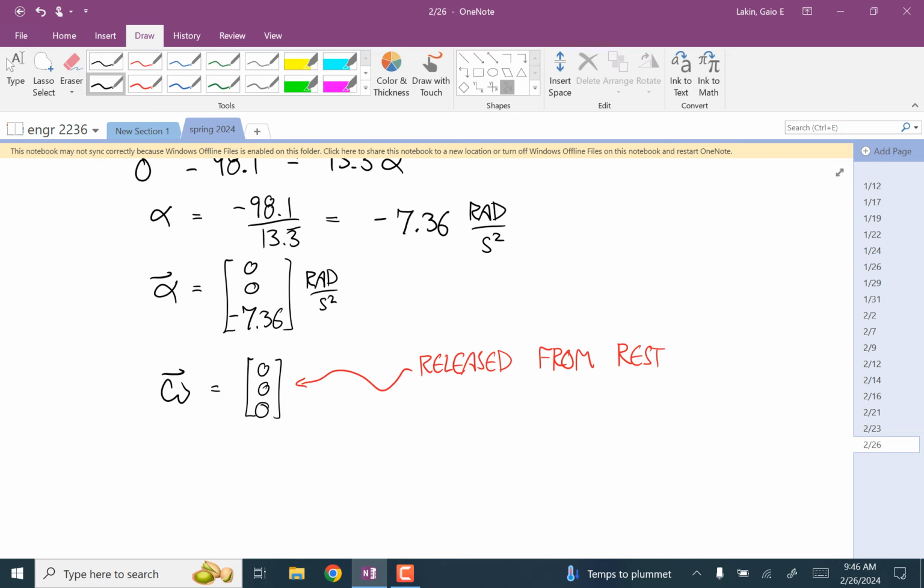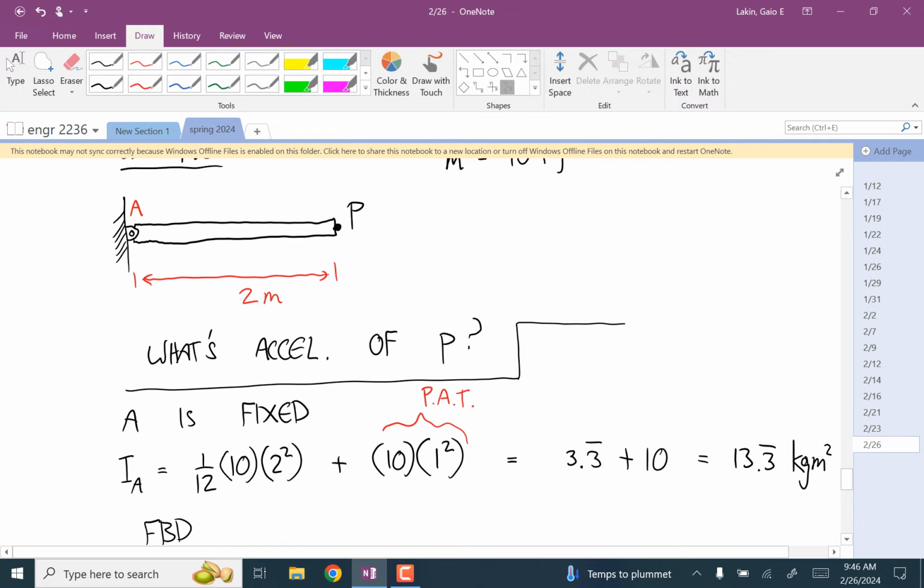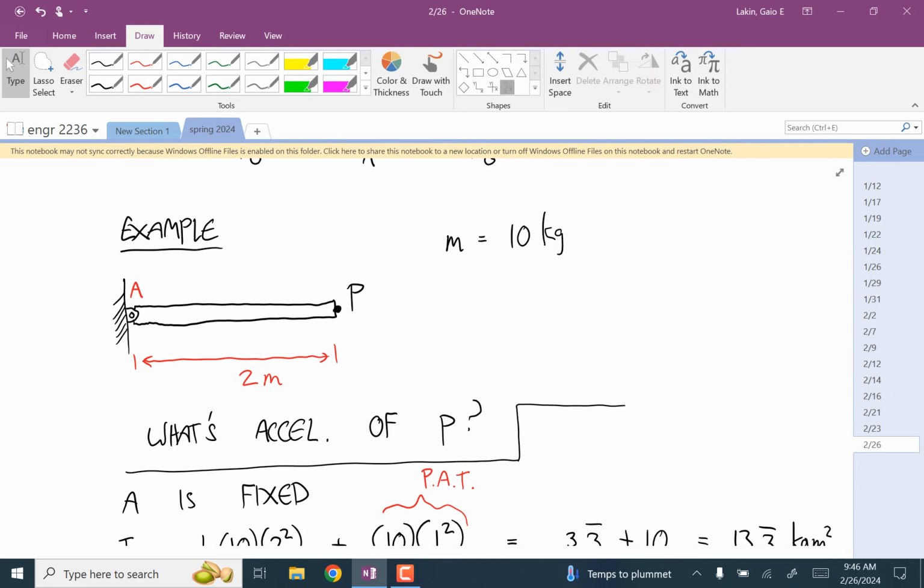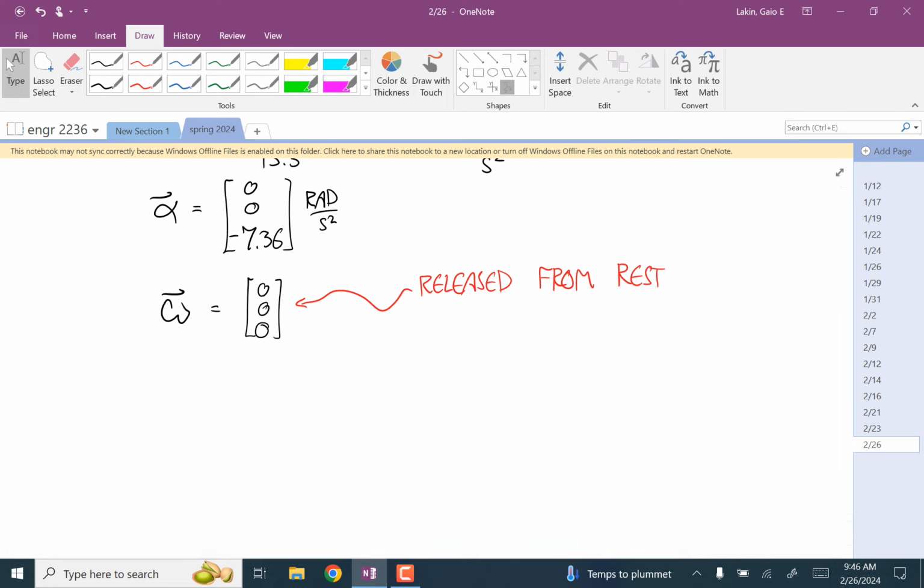The r vector goes from the center of the circular motion to the point you care about. What's the center of the circular motion of this bar? A. Right, the hinge is always the center of the circular motion. So our r is 2, 0, 0.